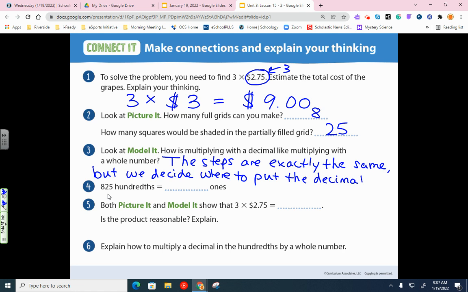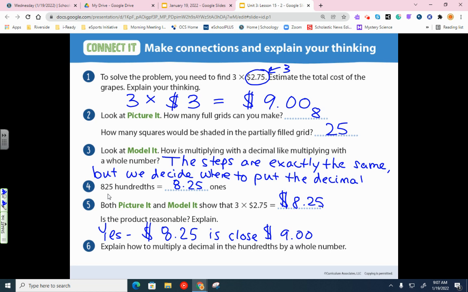And we talked about 825 hundredths equals 8.25. Both the picture and the model show that 3 times 2.75 equals $8.25. Is the product reasonable? Yes, because when you talk about reasonable, that means we have an estimate, and if our actual answer is close to the estimate, that makes it reasonable.